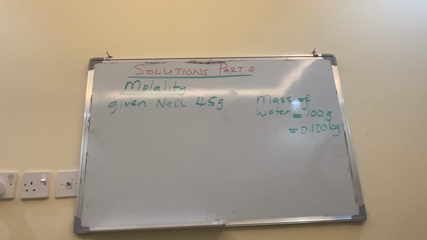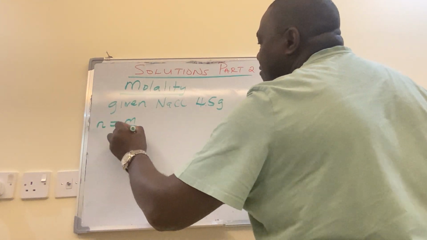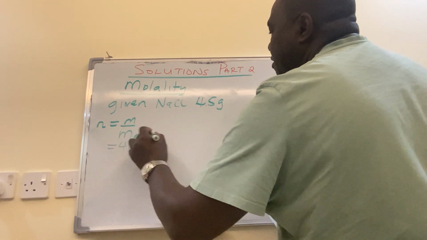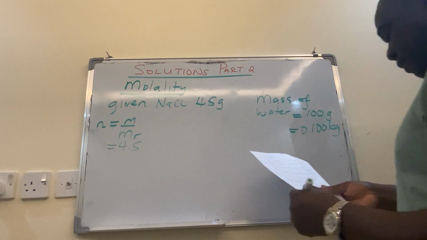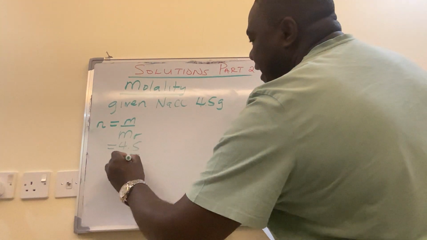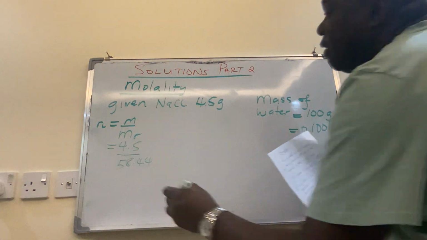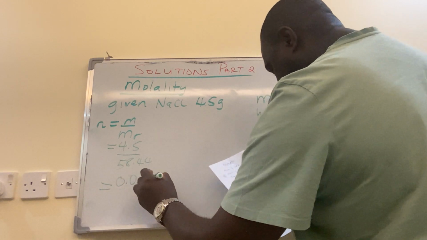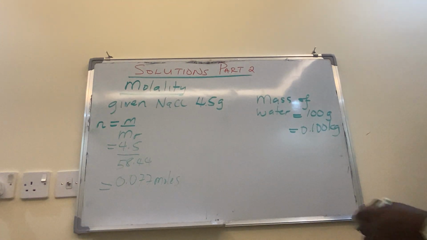Okay, but our numerator should be the number of moles. Once again we calculate n is equal to m over MR. The mass given is 4.5. If you look at the MR for sodium chloride, if you calculate that one, it will give you 58.44. So if you calculate your number of moles, you are going to get 0.077 moles.